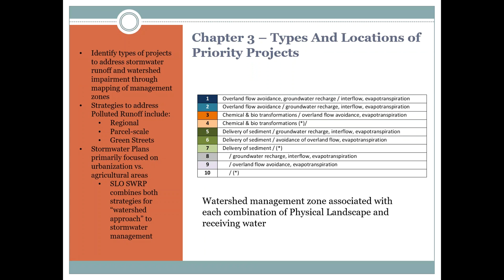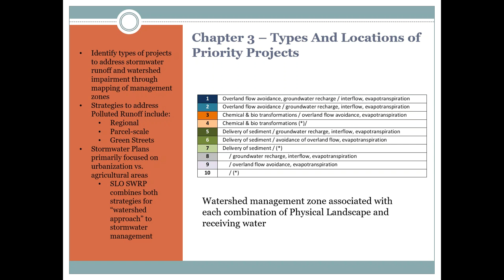Chapter 3 gets more into the types and locations of priority projects. We had to figure out, we've got this large area we're trying to cover, so what are the primary issues we're looking at? This starts working on some of the things Larissa was talking about: regional and parcel scale and Green Street projects. Where are they going to have the greatest benefit? Where are the priority areas we need to be working in?